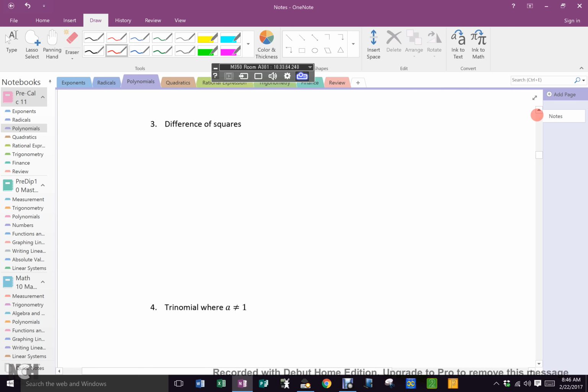Difference of squares. This one causes people problems, and I really don't know why. A difference of squares, couple of things. One, the important word here is difference. What does that mean? It's subtraction. This only works with subtraction. And it is anything squared minus anything squared. As long as it's squared, this works.